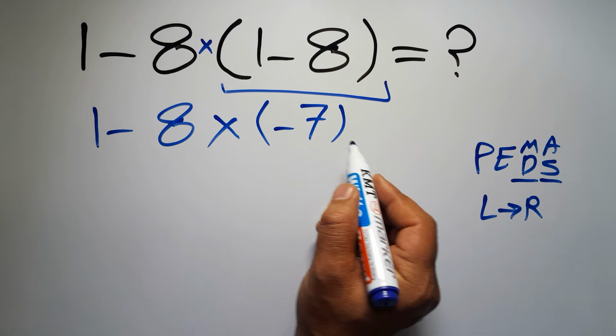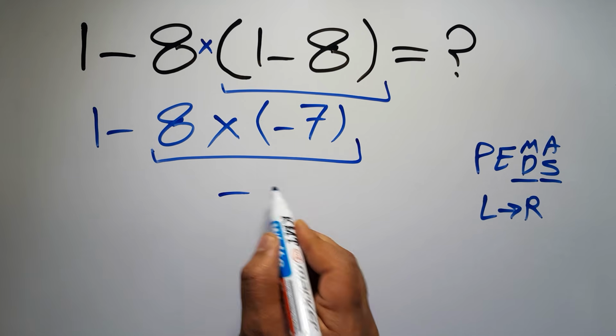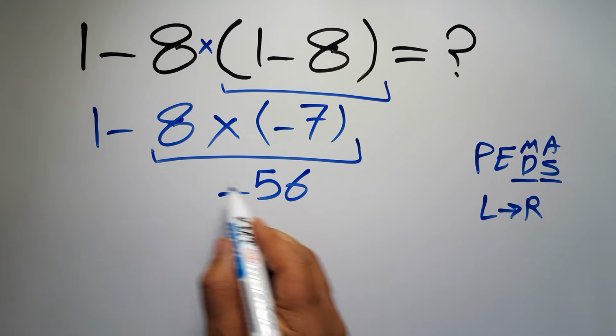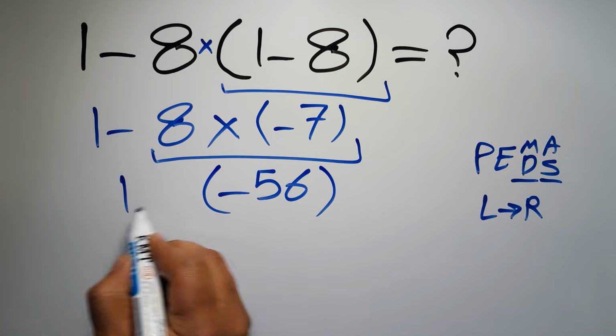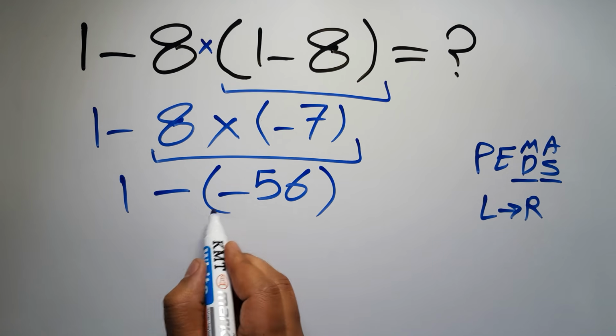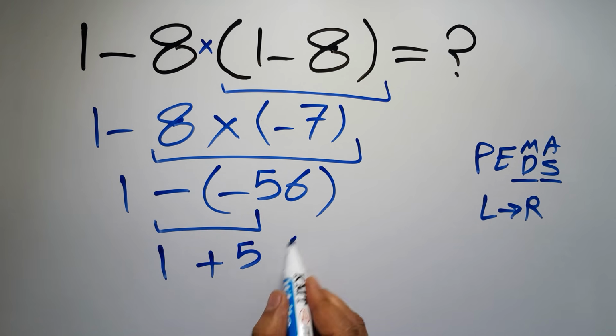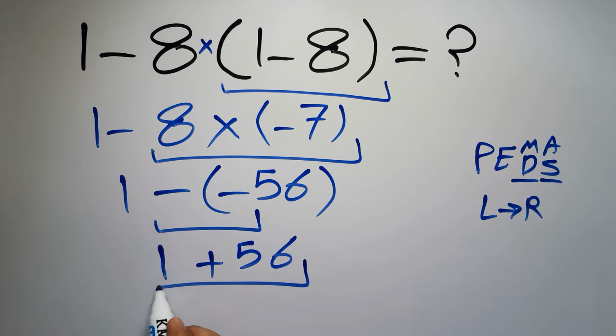8 times negative 7 gives us negative 56. So 1 minus negative 56. Okay, negative times negative gives us positive. So 1 plus 56, which equals 57. And this is our final answer to this problem.